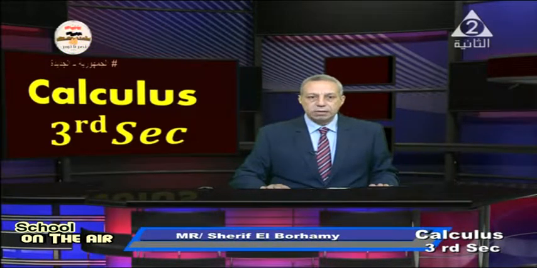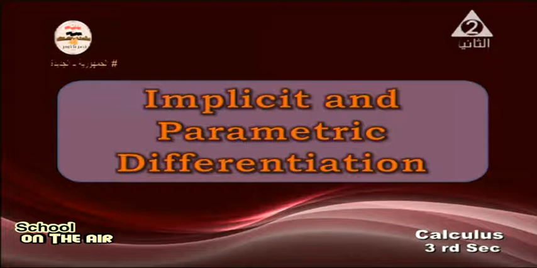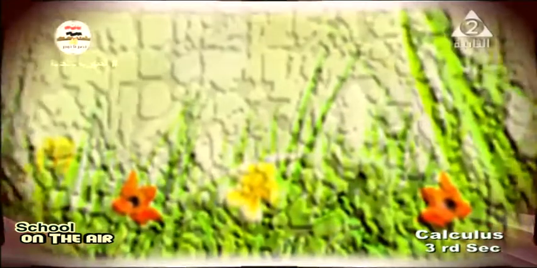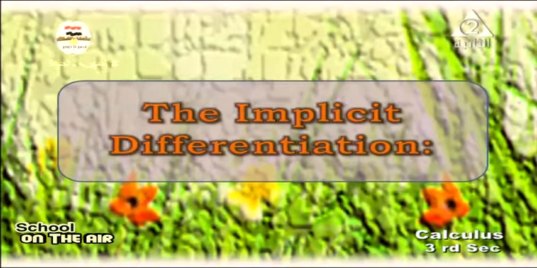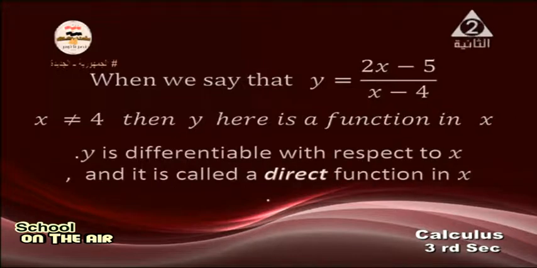Today we have calculus. Our lesson today is implicit and parametric differentiation. Let's start with the implicit differentiation. When we say that y equals (2x minus 5) over (x minus 4), where x is not equal to 4, then this function y is a function in x. And y is a differentiable function with respect to the variable x, and it's called a direct function in x.